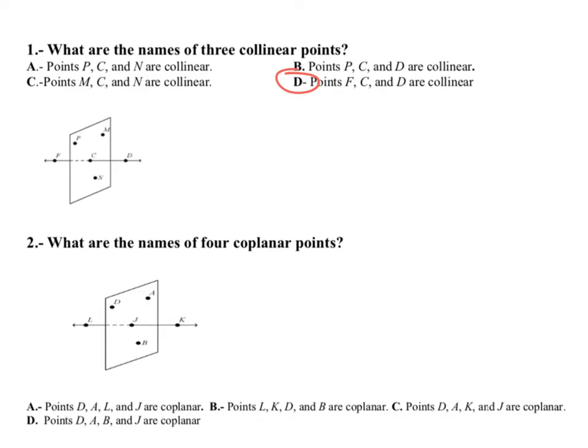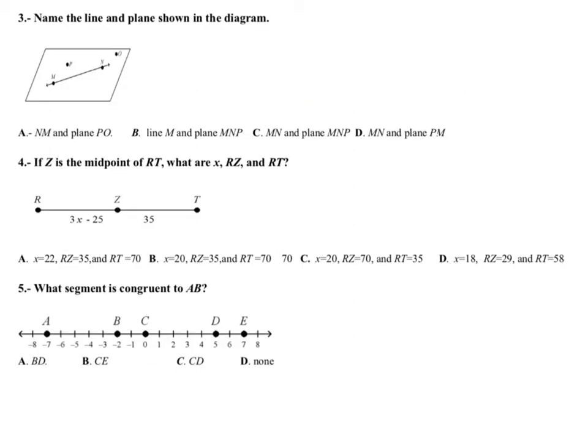Okay. What are the names of four coplanar points? We can see that these four are on this plane, D, A, J, and B. D, A, J, and B. That's D. Okay. What do we got here?